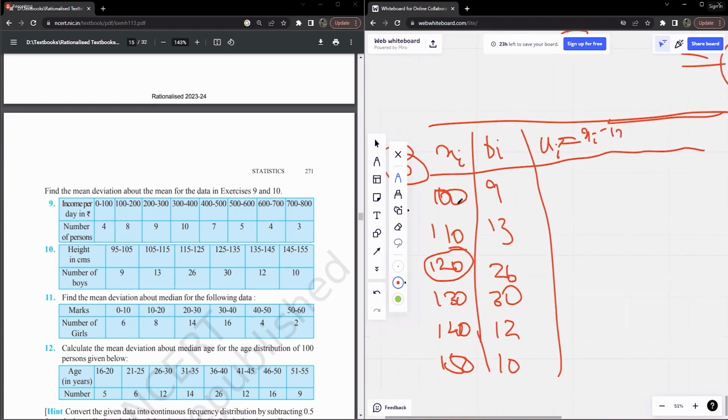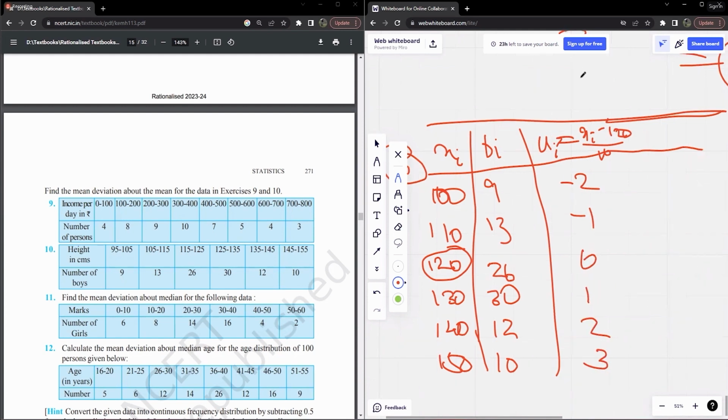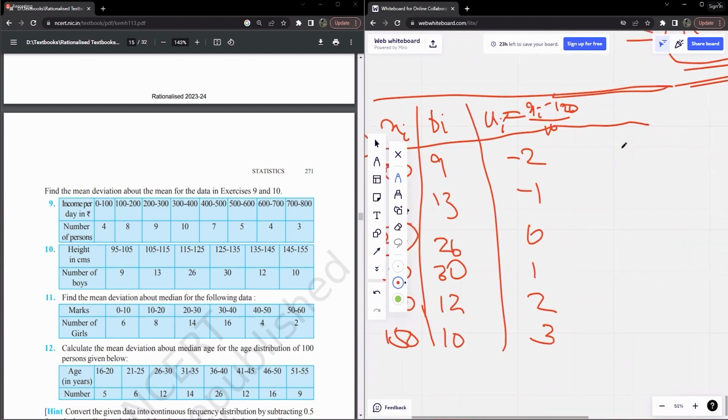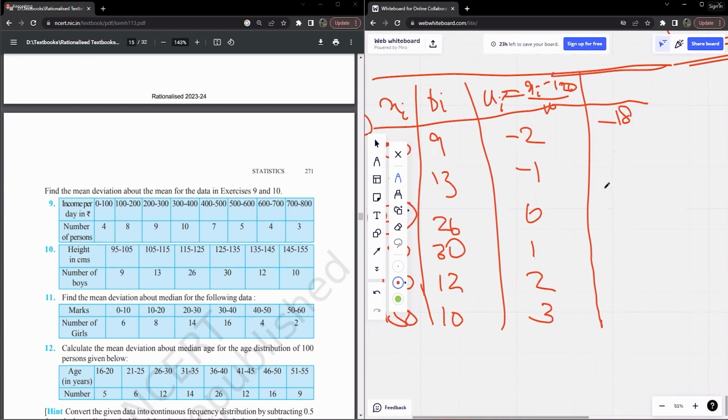That's class size. Right? So this is basically going to be minus 20 by 10. That's minus 2. This is minus 1. This is 0. Then it's 1, 2, 3. Right. So fiuis then are going to be minus 18, minus 13, 0. This is going to be plus 30. This is going to be plus 24. And again a plus 30. Right. This is basically minus 31. This plus this is minus 1. 30 plus 24 is 54. 54 minus 1 is basically 53.